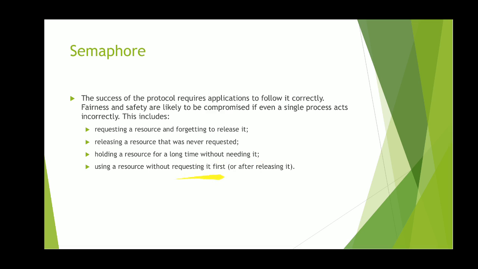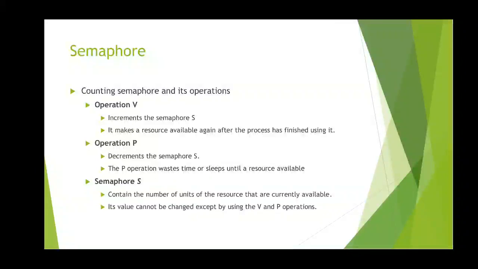or a process or thread using a resource without requesting it first. In order to understand the algorithm of the semaphore, we can consider the semaphore S. And this semaphore S contains the number of units of the resource that are currently available. For accessing this semaphore S or changing its value, we can use two functions, function V and function P. We can change the value of the semaphore only through these two functions. We cannot change the value other than through these two functions.